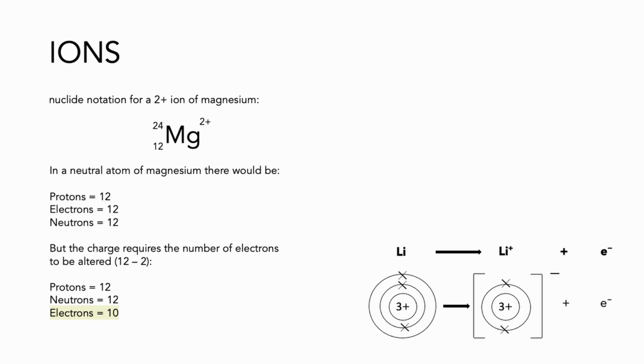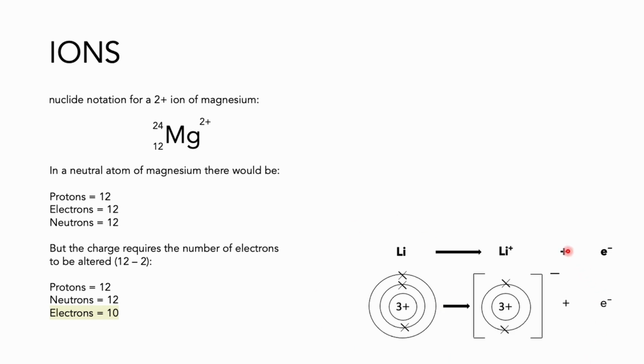Here's what nuclide notation looks like for an ion, and remember that because it's no longer neutral, the atomic number is only equal to the number of protons. To find the number of electrons, you have to do the atomic number minus this charge here. And also, if this was a 2 negative charge, you would add 2 to 12, but it's positive, so we're going to minus it. And that gives us 10 electrons.